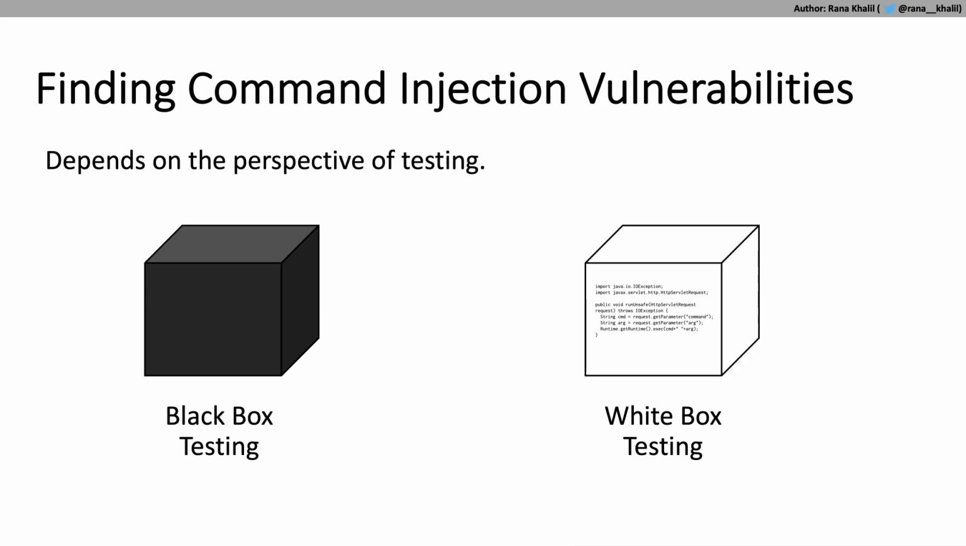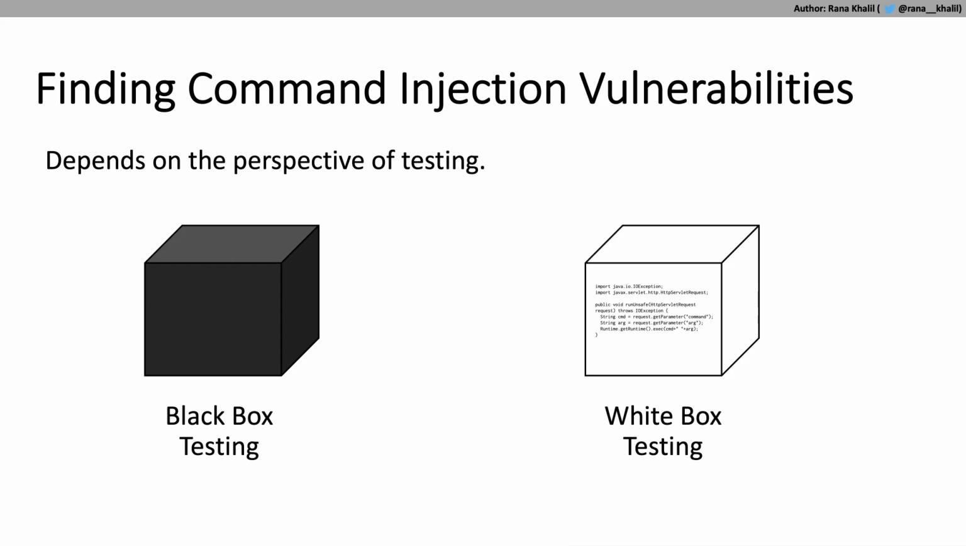Okay, with that out of the way, I've decided to split this into two categories depending on the perspective of testing. And the two categories are black box testing and white box testing. For those of you that have never heard of these terms before, black box web application pen testing is when a tester is given little to no information about the system. Usually the only information that the tester has access to is the URL of the application and the scope of the engagement. Whereas for white box web application pen testing, it's the complete opposite. The tester would be given complete access to the system, including access to the source code of the application.